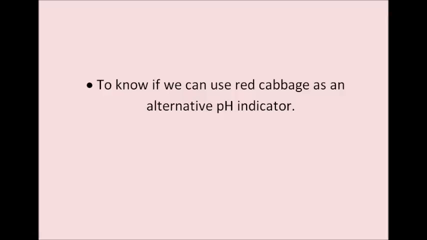And finally, can we use red cabbage as an alternative pH indicator? This study proves that using red cabbage juice, we can create an alternative pH indicator. The flavin of the red cabbage helps change the color of the juice for us to determine the pH level of the solution, whether it is acidic, neutral, or basic.